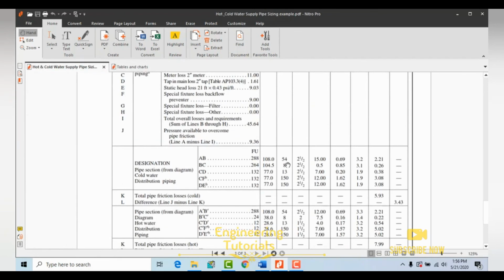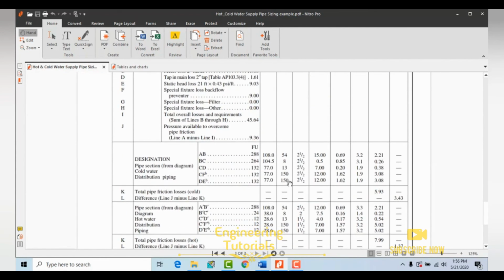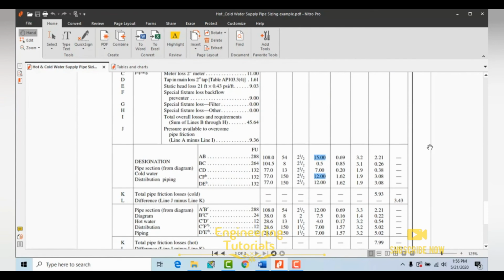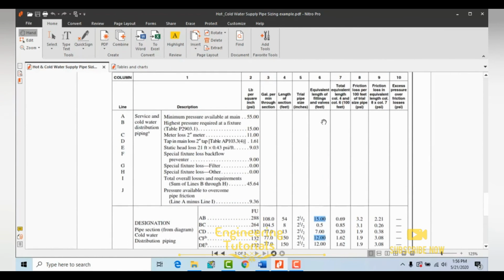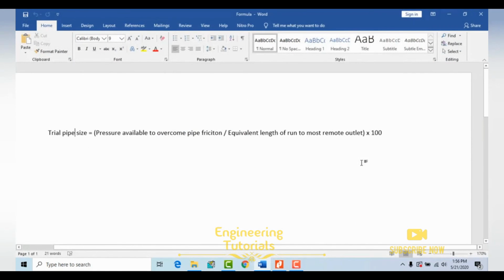So you can see that all the lengths we have mentioned here: 54, 8, 13, 150 and 150. Now the third thing is, in column number 5, we have to check the trial pipe size. So how do we get the trial pipe size? There is a formula which we have to use to get the trial pipe size.